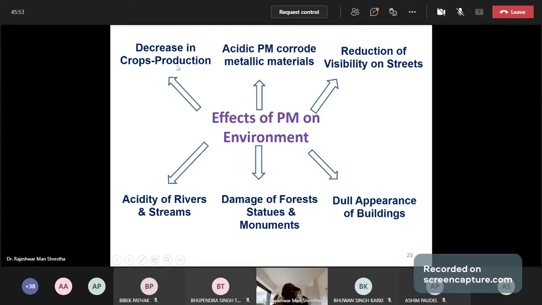When leaves are covered by particulate matter, the chlorophyll content in the leaf is not exposed, and that disturbs the photosynthesis process, the food manufacturing process of the plant. So in this way, production decreases. Acidic particulate matter corrodes metallic materials. Particulate matter also forms smoke in the atmosphere, and when smoke is formed, it causes lower visibility on the road during the daytime.